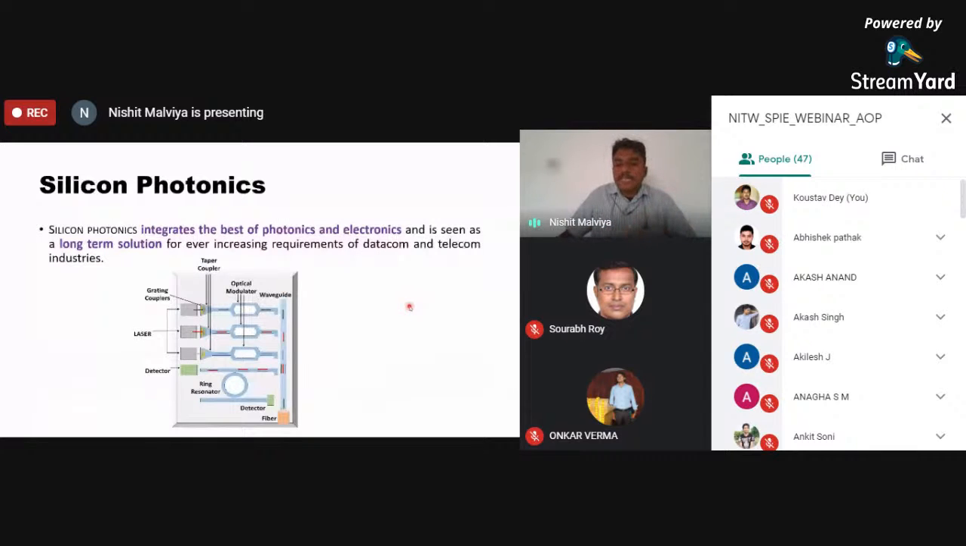Nowadays, there are lots of applications of silicon photonics in the area of data communication and the telecom industry, because they want a very high data rate, and the electronic domain is sometimes stuck there, and its limitations come in. So silicon photonics gives the solution for high data rate applications.